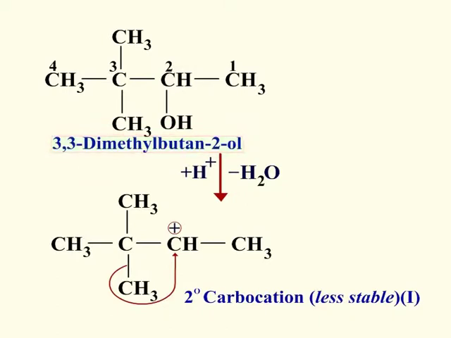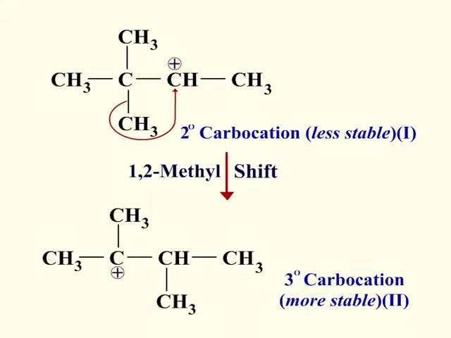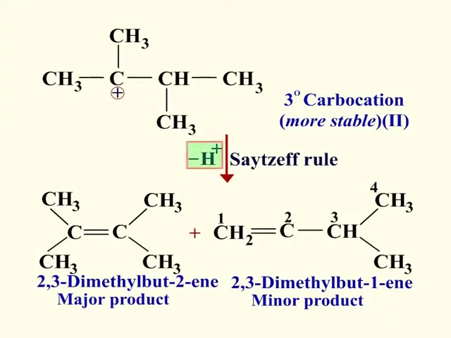Similarly, when 3,3-dimethylbutan-2-ol is subjected to dehydration with concentrated sulfuric acid, the initially formed 2-degree carbocation rearranges to the more stable 3-degree carbocation by 1,2-methyl shift, which subsequently loses a proton to yield 2,3-dimethylbut-2-ene as the major product in accordance with Saytzeff's rule.